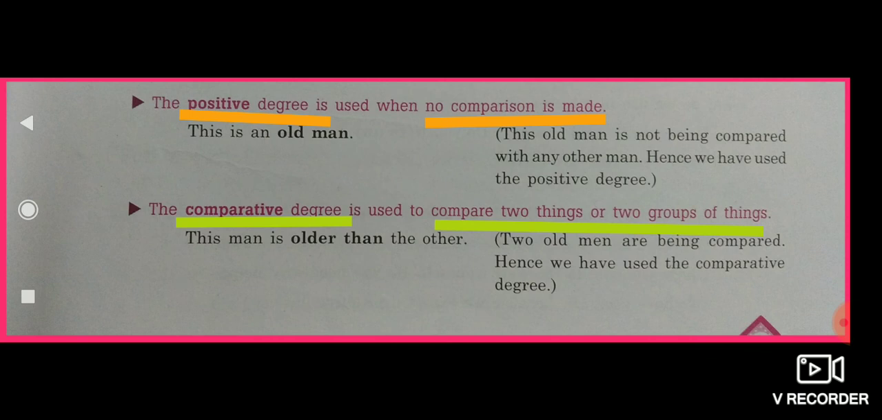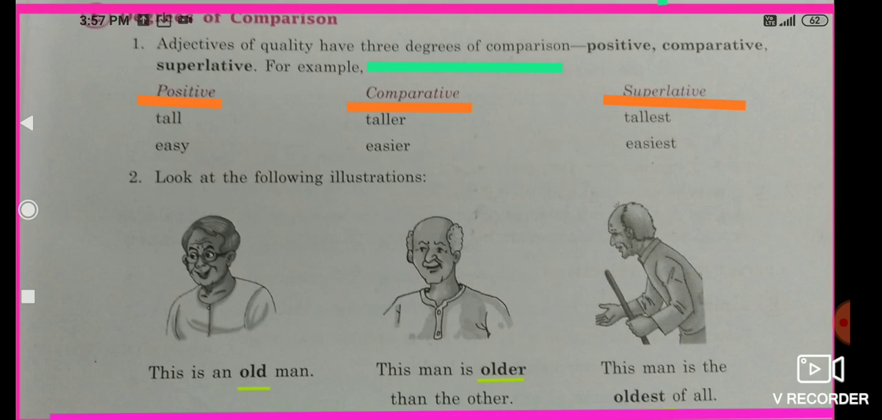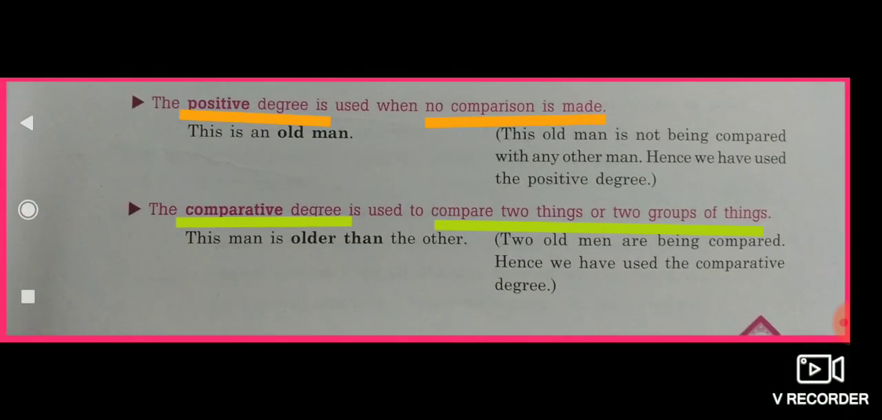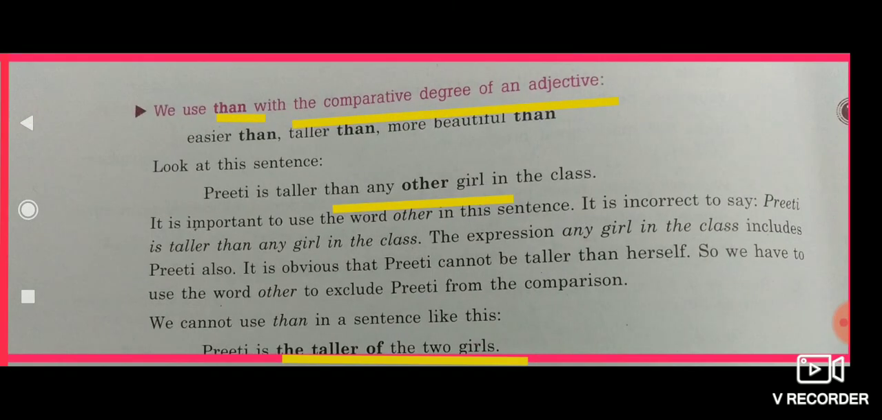Next is comparative degree. Comparative degree is used to compare two things or two groups of things. Like second picture, this man is older than the other. Here two old men are being compared, hence we have used comparative degree. Next is superlative degree, but before that you must be aware of comparative degree in detail.